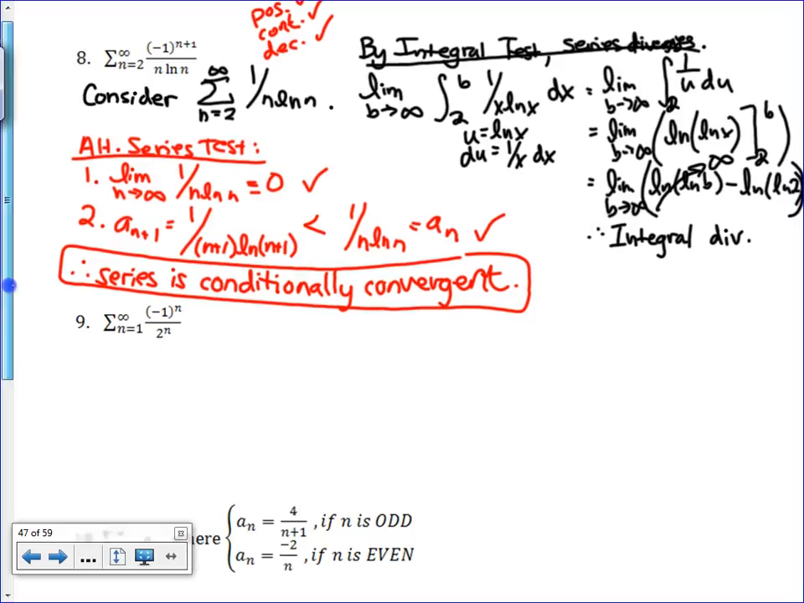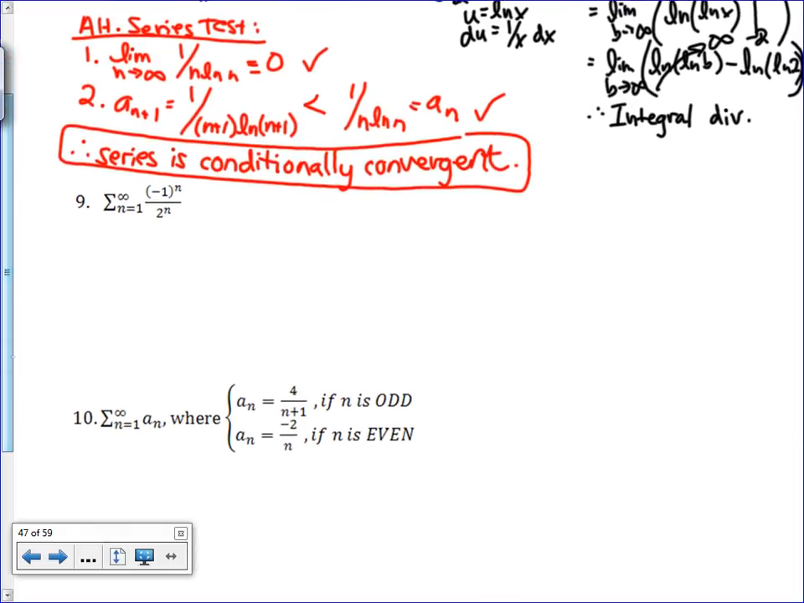Where would you guys start in number 9? Can you flip it over, like to make it 2 to the negative 1? Or is that not... Well, I could do 2 to the negative n. I don't know if that helps me. It is alternating, right? It is going back and forth, but what's special about number 9? Oh, isn't it geometric? Yeah. How can you tell? Because the power is n.